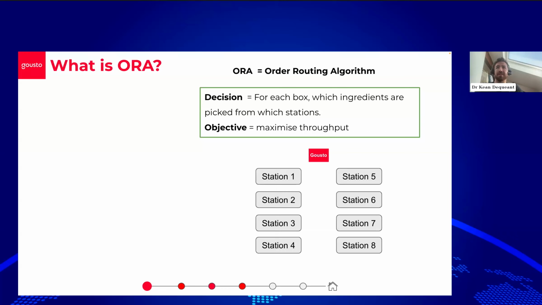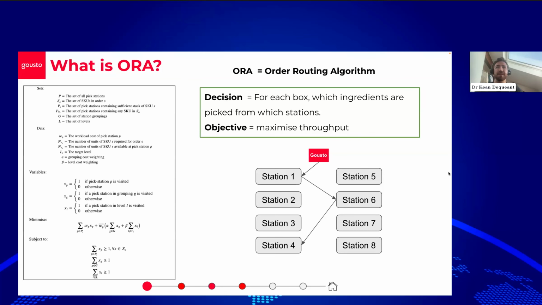You have a box, and the algorithm will say, well, you go to station 1, pick carrots and potatoes. Station 6, pick this and that. And then station 4, and then you can exit. And that's a bit the description of the algorithm.